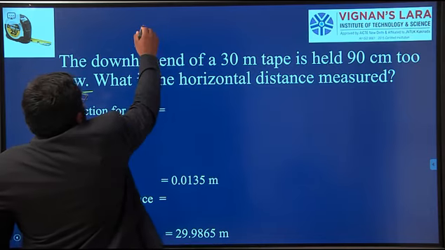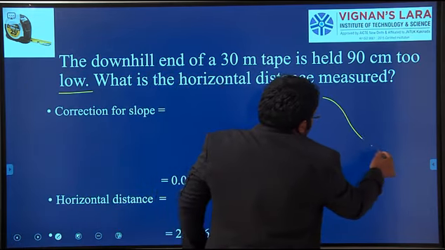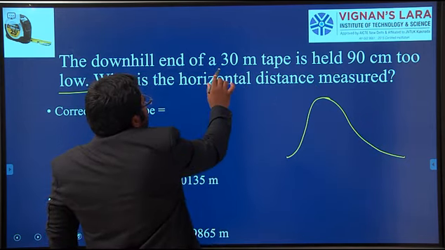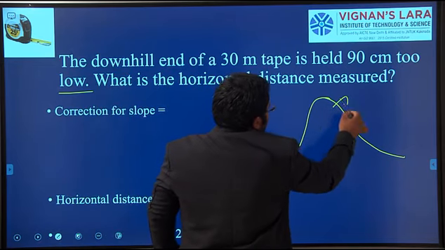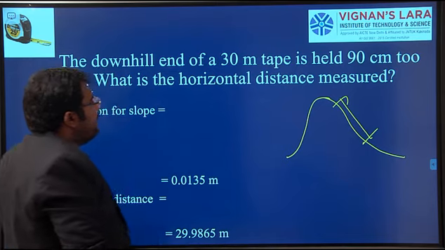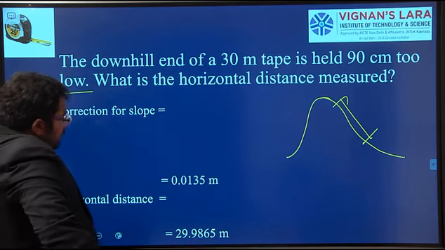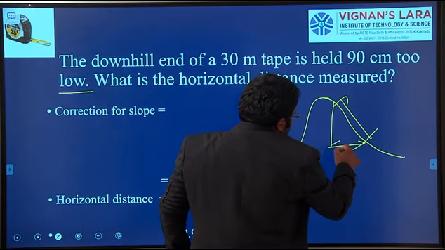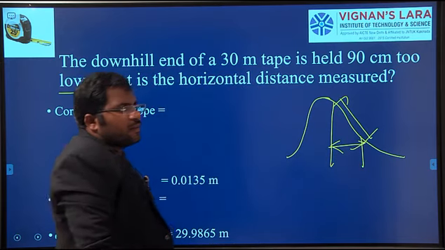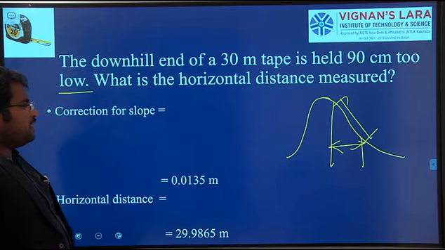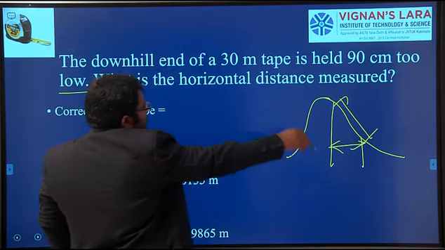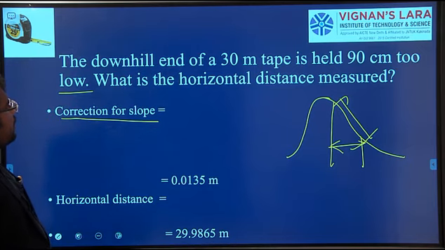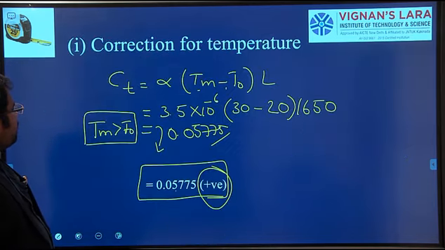But downhill, how does it look like? This is the downhill. This is the hill now. So the downhill end of a 30 meter tape is held 90 centimeters too low. Then he is asking what is the horizontal distance measured. What is the distance measured horizontally? For this it is a slope now, so we have to do the correction for slope. What is the formula for correction for slope? We will go and see again.